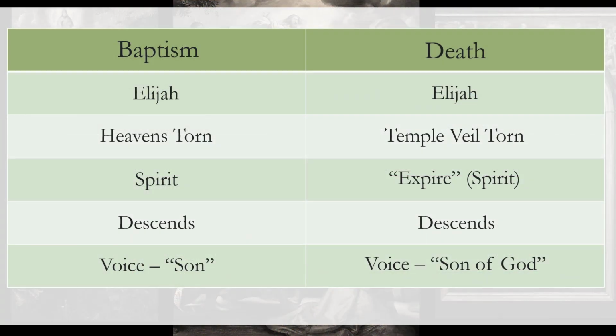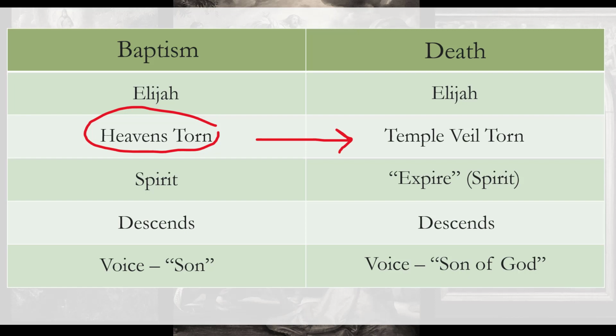And then one of the cool things is we have to recognize this, that according to the concept of Inclusio, the heavens that are being torn open here are going to correspond to something being torn at the end, and that's the temple veil. But what does the temple veil have to do with heaven? How do those match up?